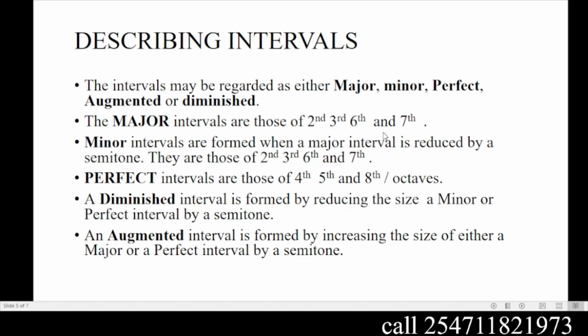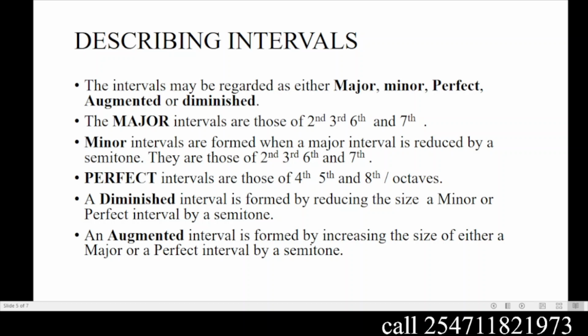Then you have perfect intervals. Perfect intervals are those of the fourth, fifth, and octave. Also, we have a unison. So fourth, fifth, and octave. We'll talk about the unison later. A unison is simply one interval, one sound, so it has no value, just one. So it's also a perfect interval.